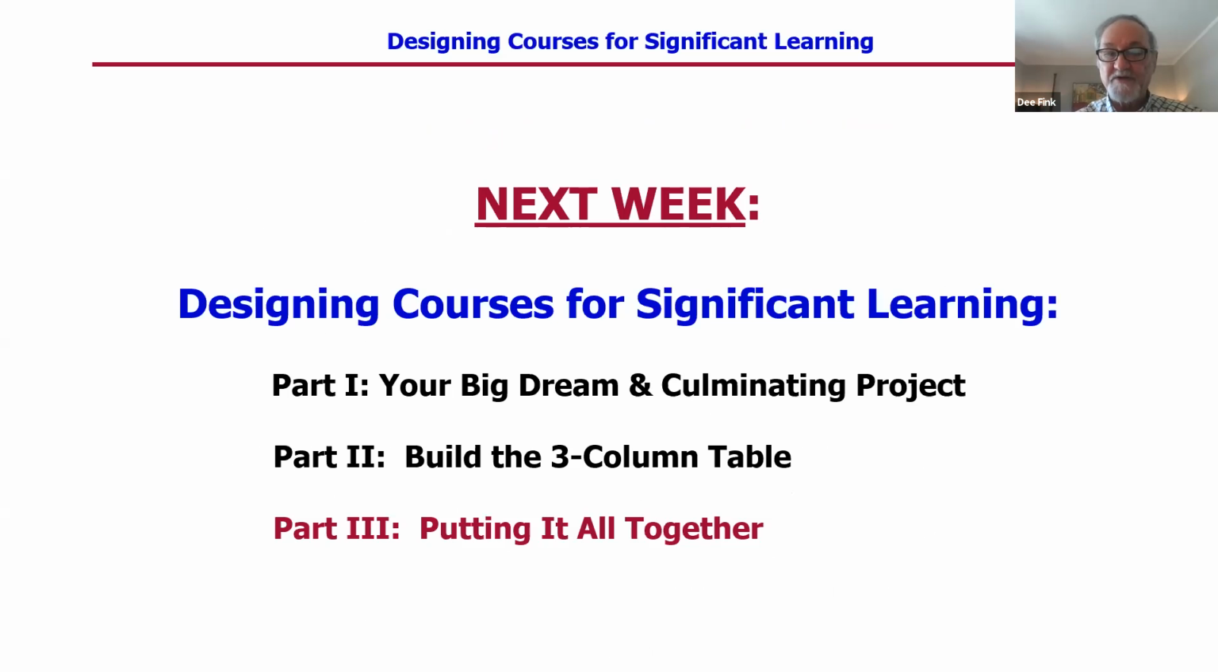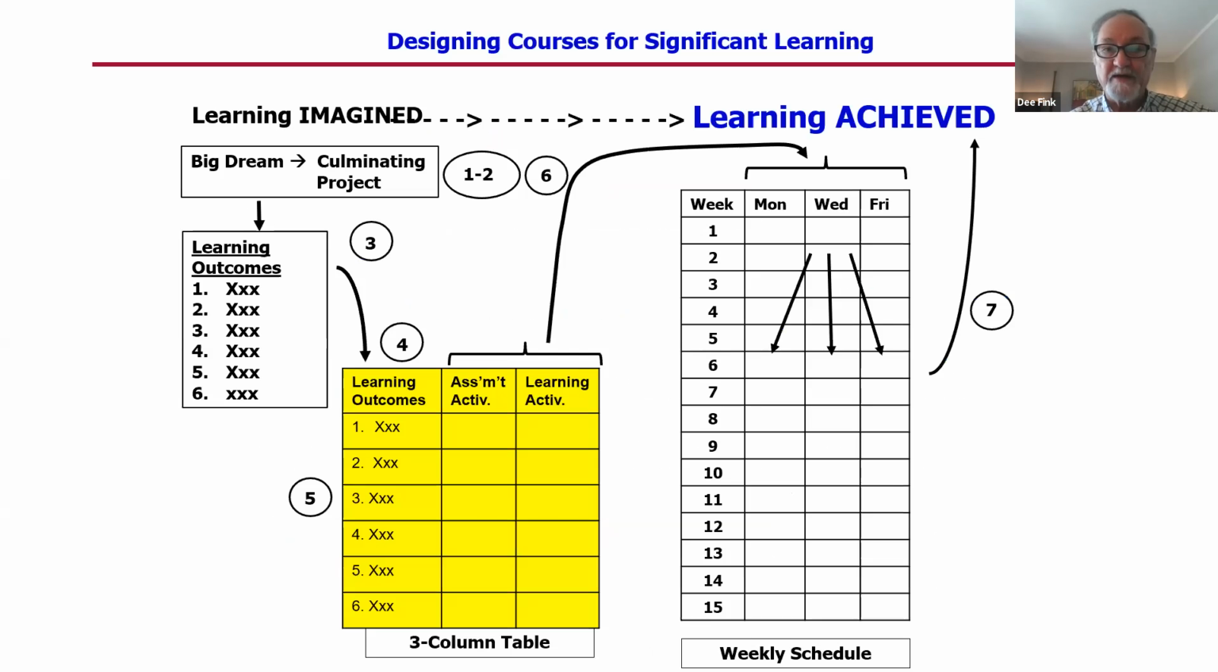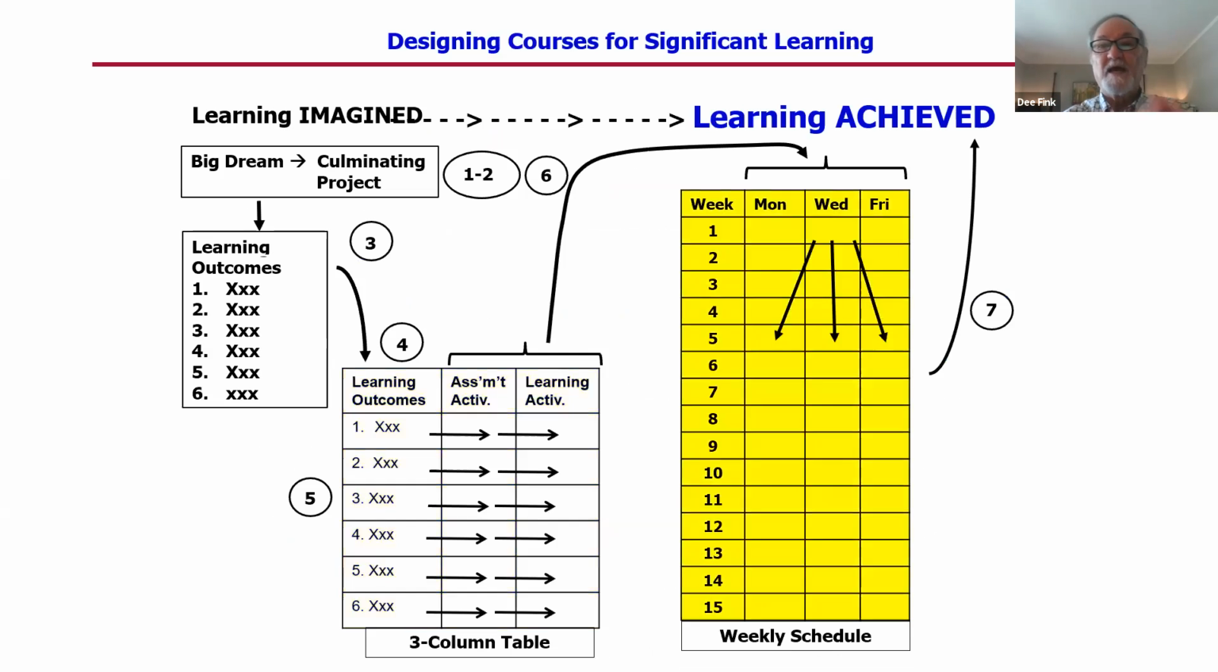Next week, the final session of this, we're going to try to take what we've done so far, and I call it putting it all together, but basically taking the 2 activity columns from the 3-column table and putting it into your weekly schedule. And with a couple quick thoughts about that, all your activities have to be in that weekly schedule, all of them.